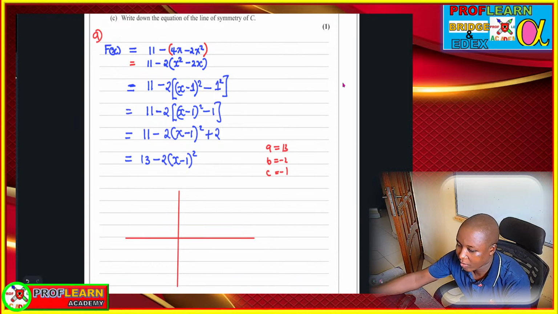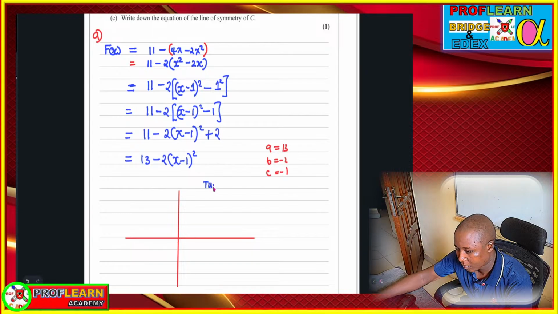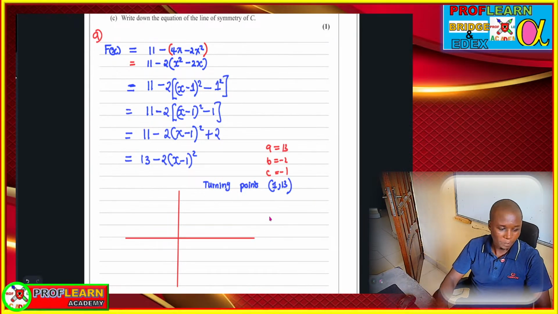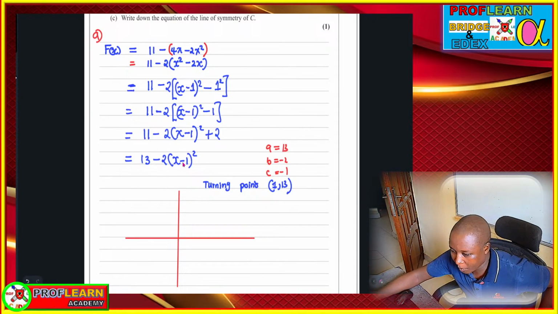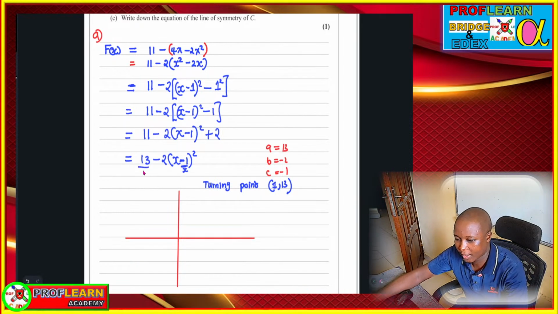So the first thing that we need to identify is that the turning point for curve C is going to be (1, 13). That is going to be the turning point of this, because you just take the opposite sign of the number that is here, which is going to be the value of x, and this is going to be the value of y. So that's the turning point.